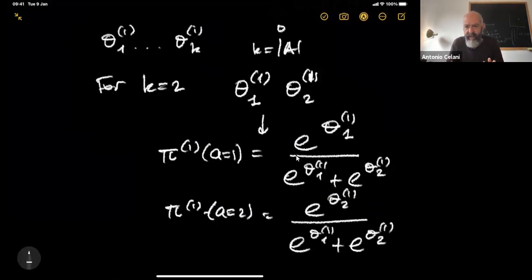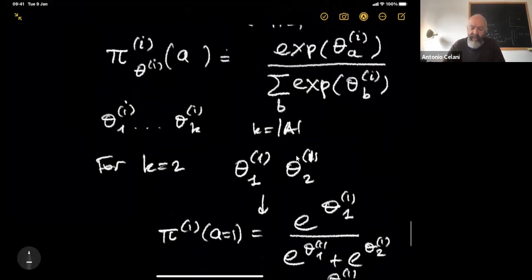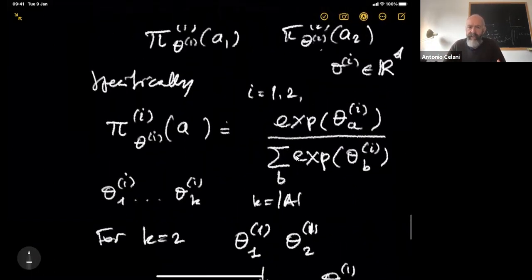It's a bit of a mess, I realize, okay? But this is just to tell you that there is a systematic way of parameterizing policies, which is called, without much fantasy, exponential or Boltzmann parameterization, and is the kind of parameterization that we will use.